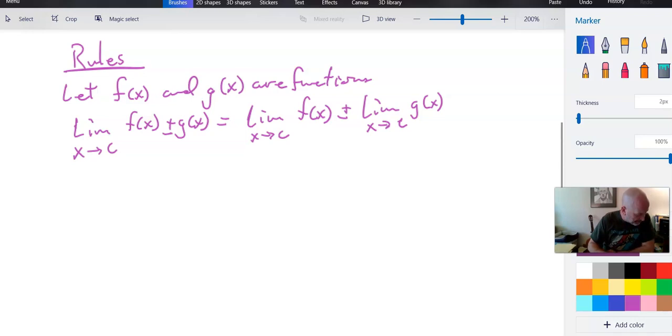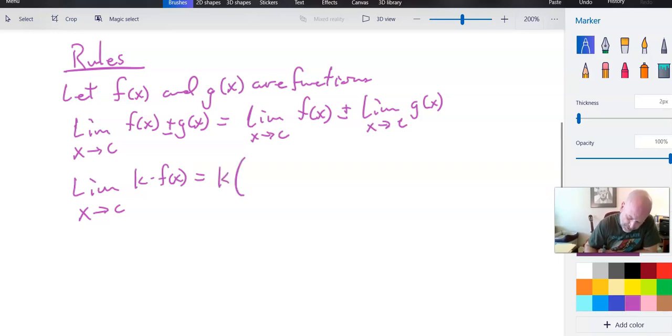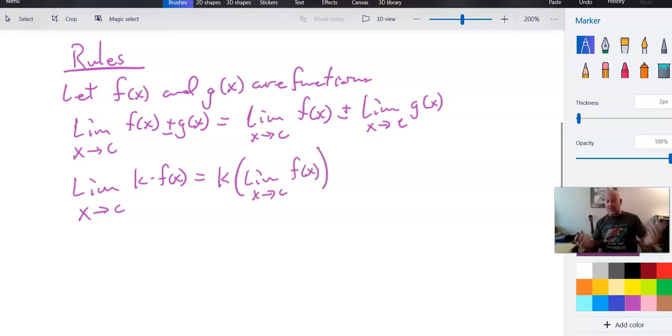All right. Also, constants, if I have the limit as x approaches c of some constant k times f of x, I can pull that constant out and multiply it by the limit as x approaches c of f of x by itself. Right? So you can factor things through limits. You can pull a number out. If there's a common factor that doesn't have a variable, like it's just a number, you can just pull it straight through the limit.